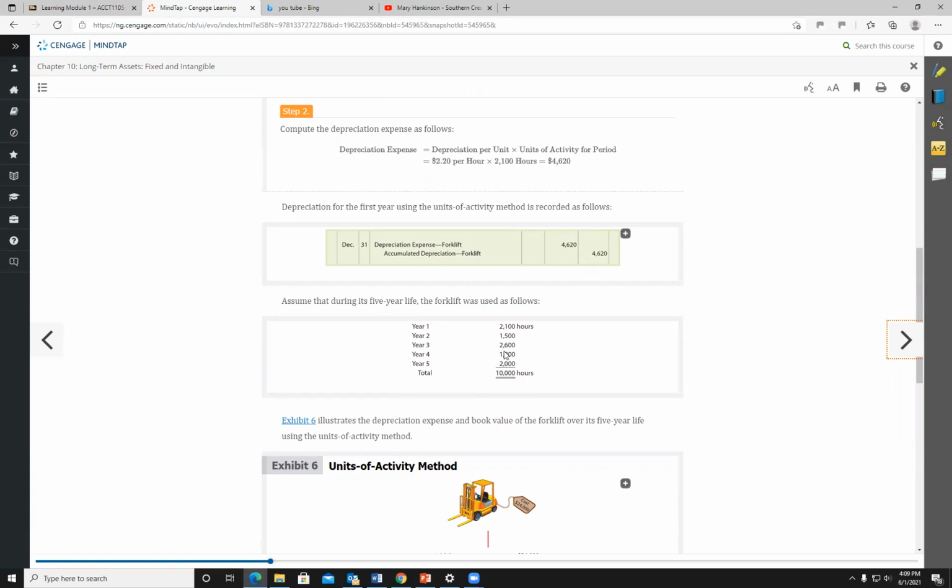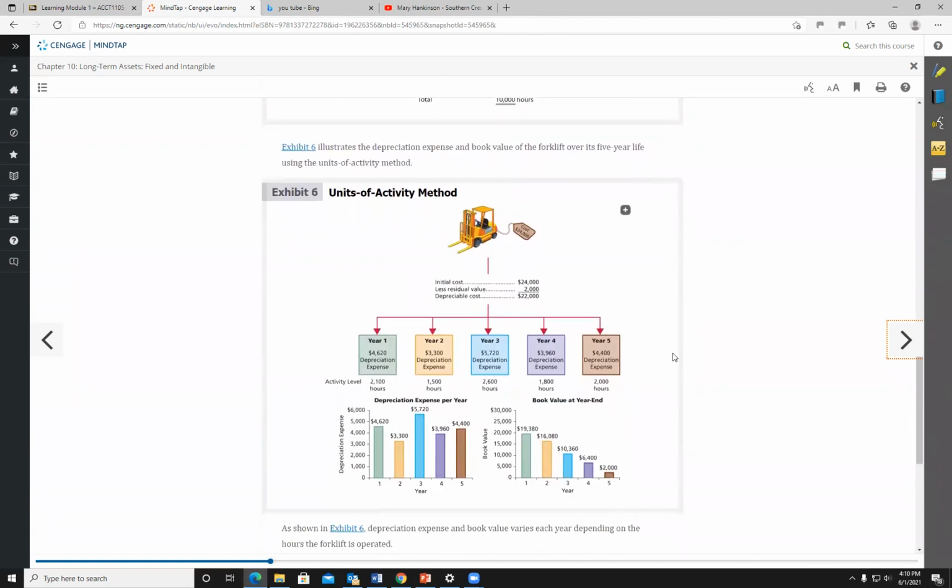So each of these we would multiply by $2.20, and that's what we would then record each year for the depreciation expense. The first year it was 2,100, so we recorded $2.20 times 2,100, which was 4,620. Then year two, we would take that $2.20 per hour and multiply it by 1,500, then by 2,600, then by 1,800, then by 2,000. And here is an example of what the expense would have been each year.